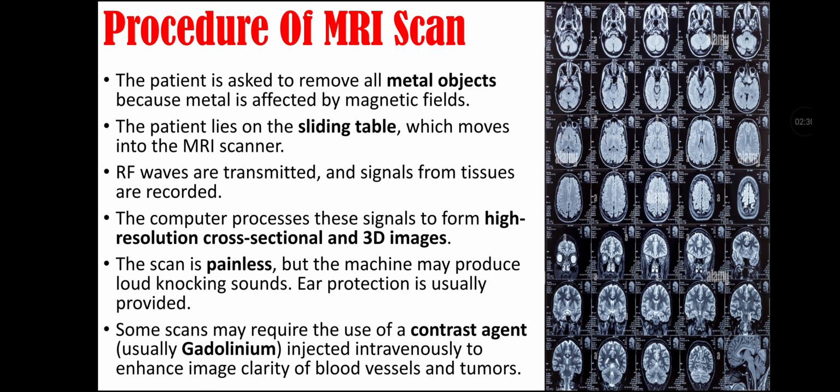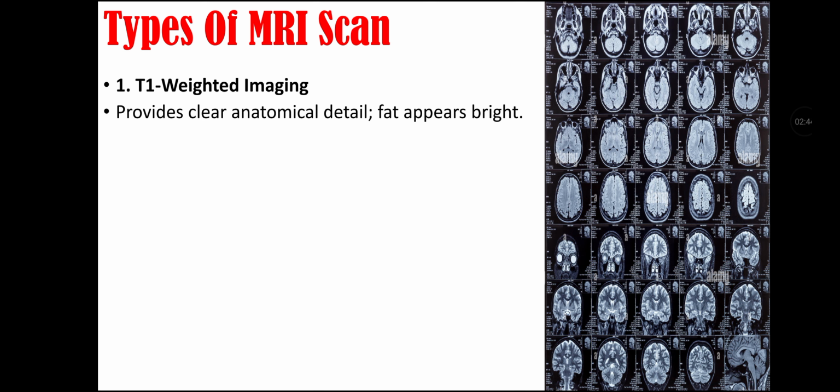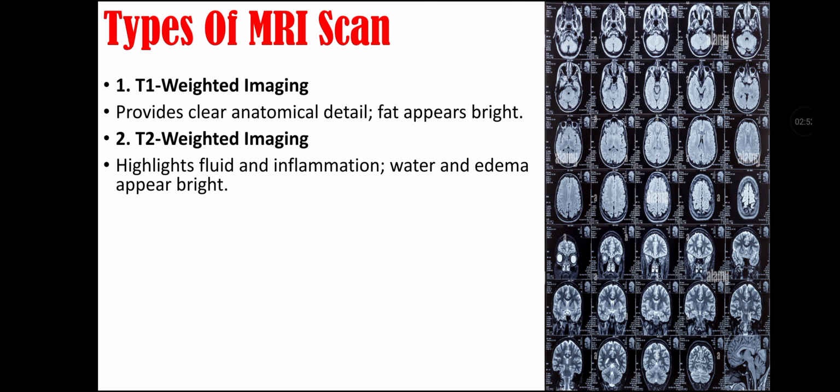Some scans may require the use of a contrast agent, usually gadolinium, that is injected intravenously to enhance image clarity of blood vessels and tumors. Types of MRI scans. First is T1 weighted imaging. It provides clear anatomical detail, and in this fat appears bright. Second type is T2 weighted imaging. It highlights fluid and inflammation, and water and edema appear bright in this case.